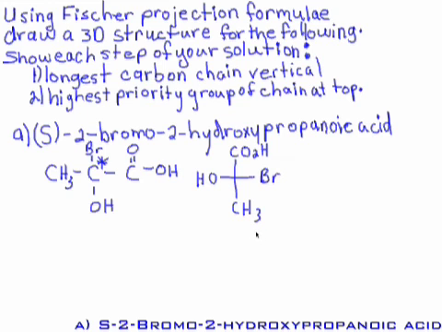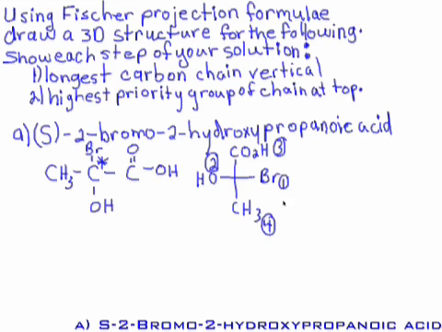Prioritization by atomic number. Highest atomic number is highest priority in EZ nomenclature. Bromine is the highest atomic number group. Oxygen's highest atomic number above carbon. And then between the methyl and the CO2H, I have 2 carbons tied, so I proceed out the chain. Carbon hits an oxygen, carbon hits an H, the oxygen's high atomic number, so the CO2H becomes number 3. And the methyl is number 4.